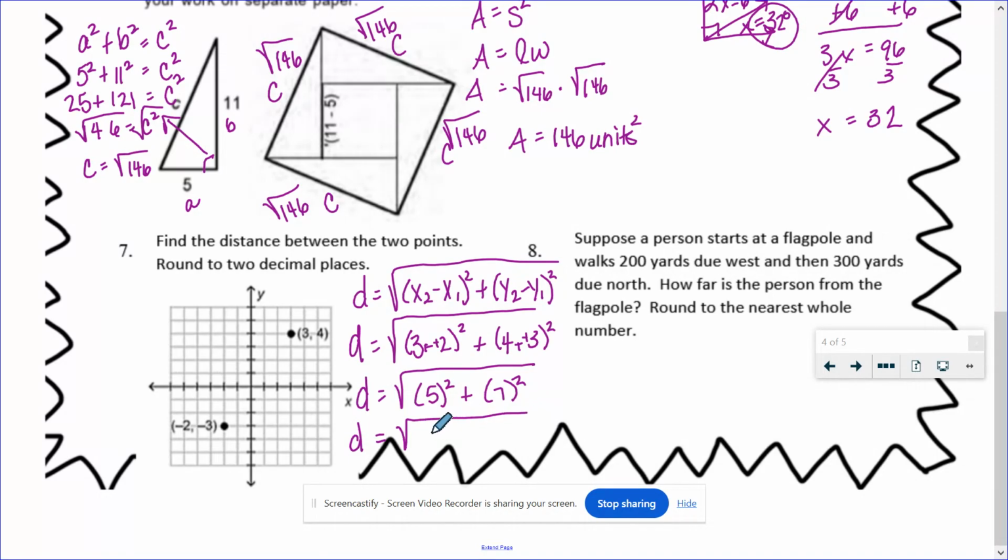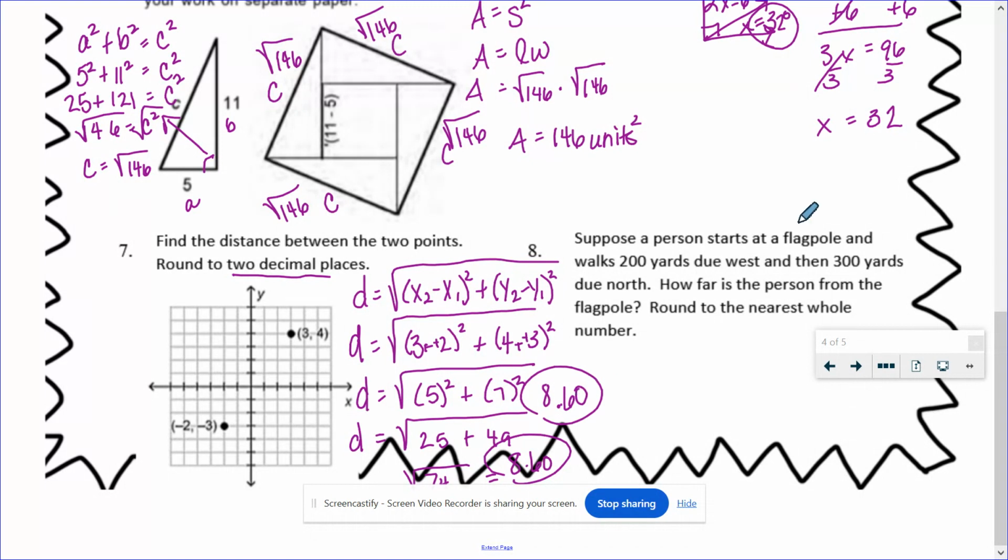So that's going to be 25 plus 49, which is the square root of 74. And when I put that into my calculator, I'm rounding it to 2 decimal places, which is going to be 8.60. So 8.60, because you can't really see it down there.